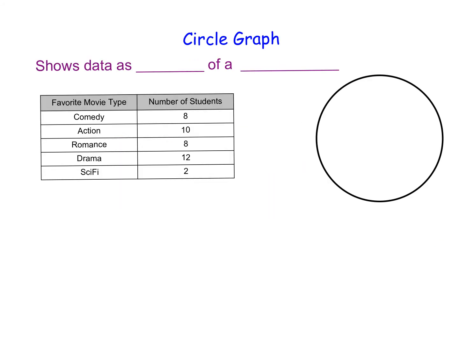So in a circle graph, the circle graph shows data as parts of a whole. So we're actually going to draw out a circle graph, and each little pie piece matches the size that it would be in the real world. Now, in order to do this, we do have to do some math calculations. The first thing we have to do is find our total number of students. If I add together 8, 10, 8, 12, and 2, I find that I have a total of 40 students.